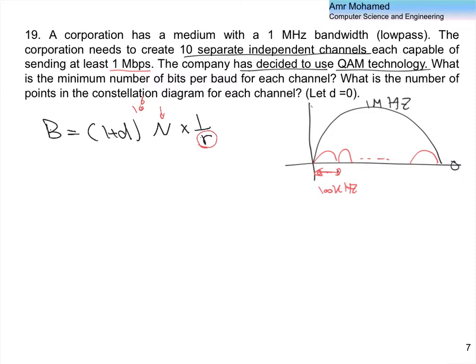Okay, d, I'm telling you d is 0, right? And what is the bandwidth here? It's 100 kilohertz. Okay, so R is N, which is 10 to the power 6, divided by 100 times 10 to the power 3, which is 10. So R is 10. So this means that each 10 bits will be converted to a symbol.